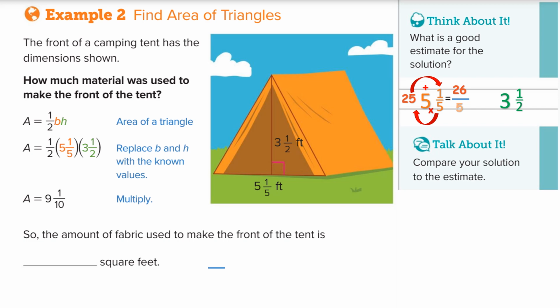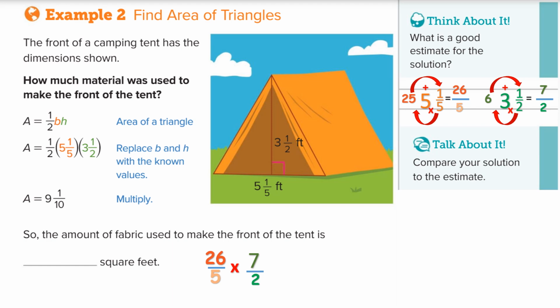So I'm going to start at the bottom, multiply and add. 2 times 3 is going to give me 6. And then when I add the numerator, 6 plus 1, that gives me a new numerator of 7. And I keep the denominator of 2. Now I have a math problem that I can do. Now I can multiply the 26 over 5 times the 7 over 2. That's going to give me the area of a parallelogram, which then we'll have to finish up doing as a triangle.